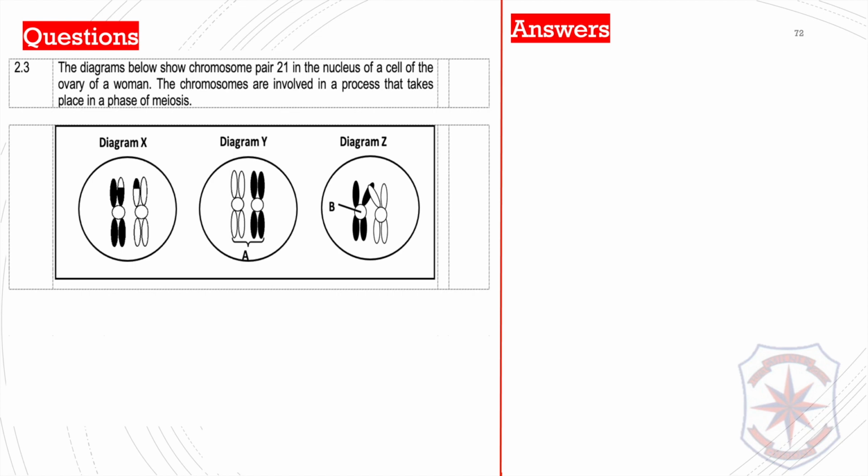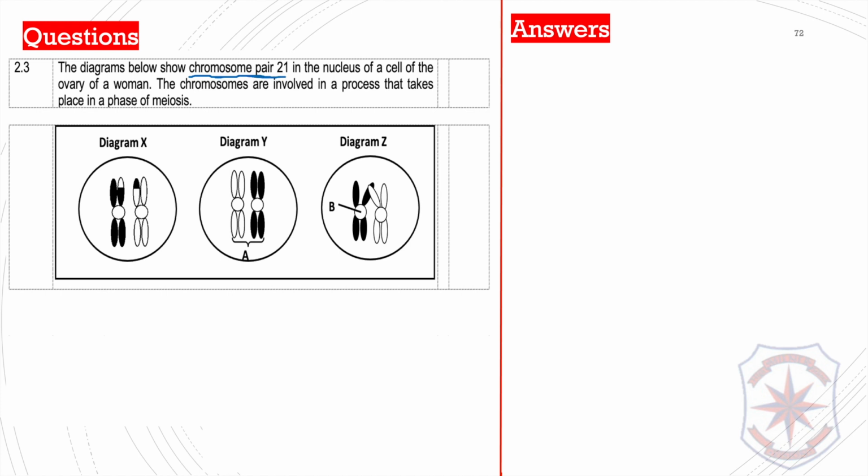The next set of questions. The diagrams below show chromosome pair 21 in the nucleus of a cell of the ovary of a woman. The chromosomes are involved in a process that takes place in a phase of meiosis. Okay, so let's analyze the statement. The diagrams below show chromosome pair 21.